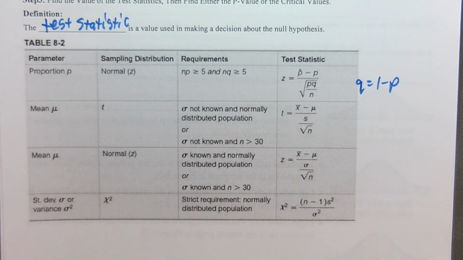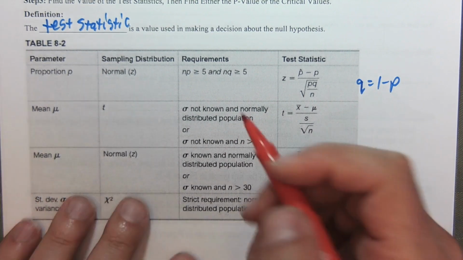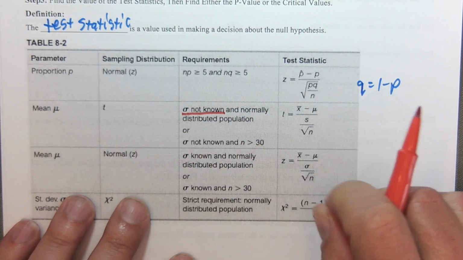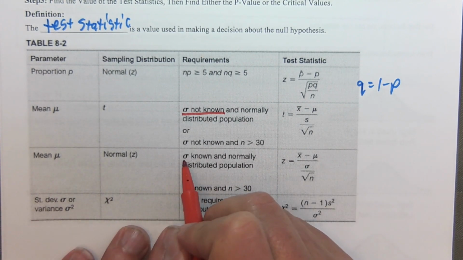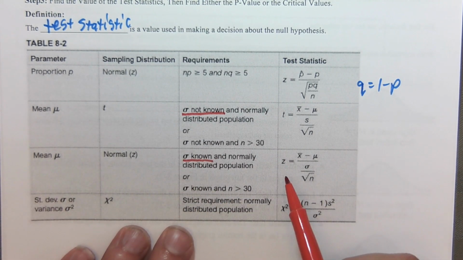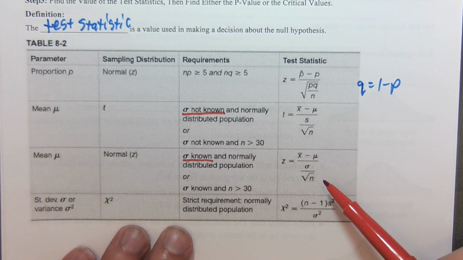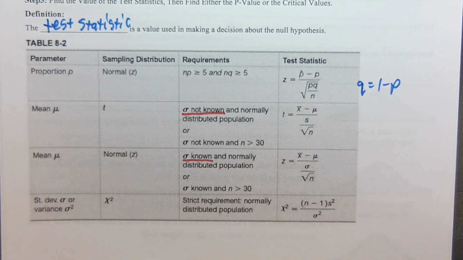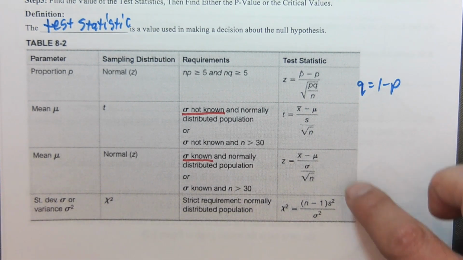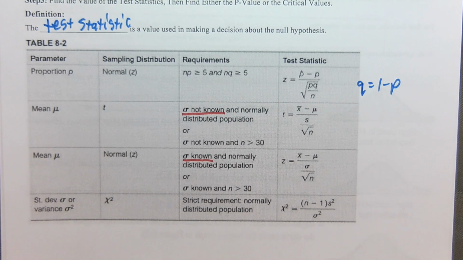Now we have 2 of them for mean. And here's the big deal with that one. We are going to use a t distribution for mean if sigma is not known, meaning the population standard deviation is unknown. If it is known, which in real life it rarely is, then we're going to use a z distribution. And you can see the 2 formulas are very similar. If sigma is known, then we use it here. Otherwise, we use the sample standard deviation. Otherwise, the 2 formulas are identical. And again, as n gets really, really large, these 2 formulas actually get closer and closer to each other.